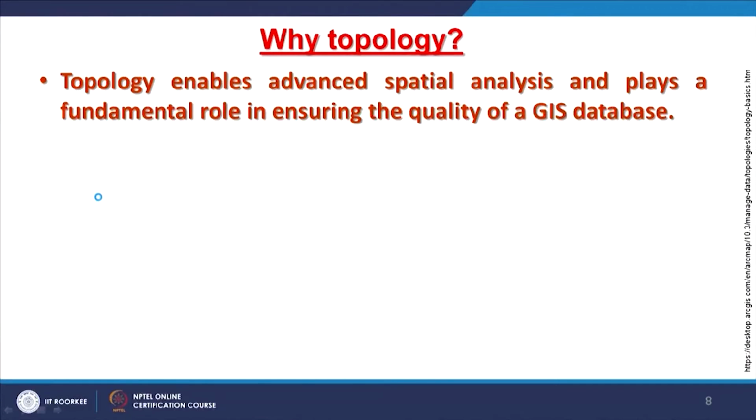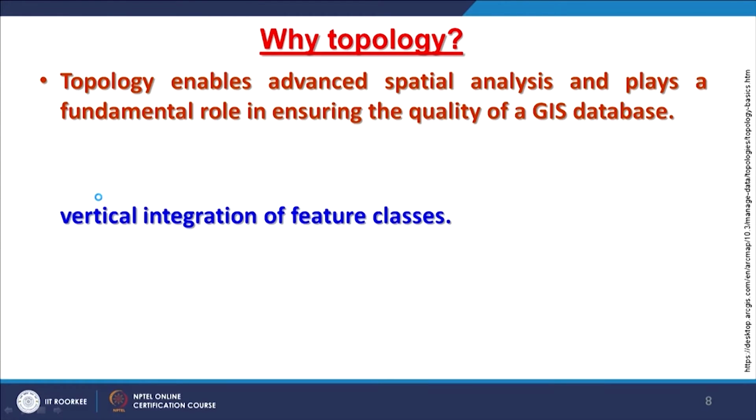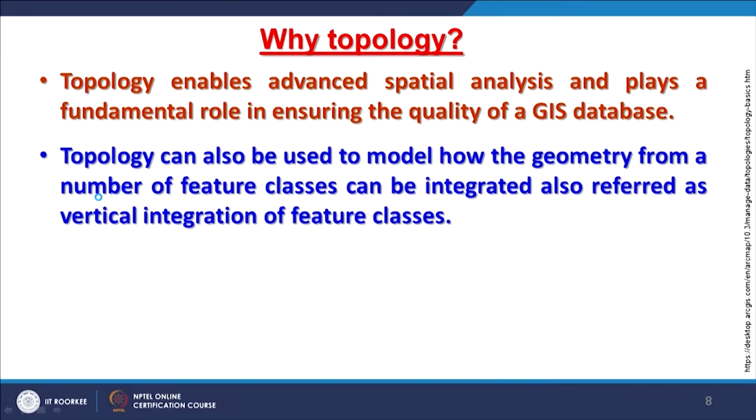Now, we have discussed this point a little bit: topology enables advanced spatial analysis and plays a fundamental role in ensuring the quality of a GIS database. Topology can also be used to model how the geometry from a number of feature classes can be integrated, also referred to as vertical integration of feature classes. That means you can have topology for different layers also, not just within one layer.